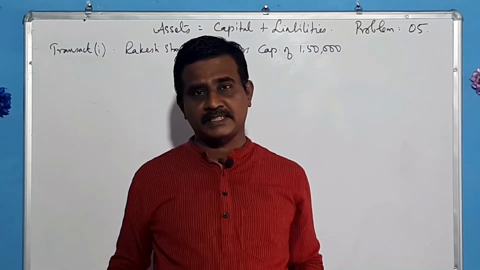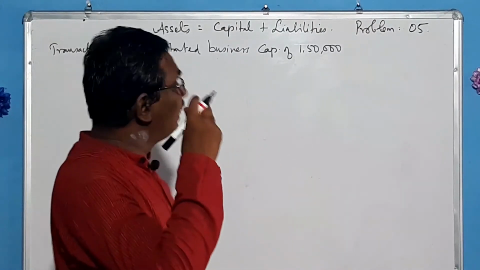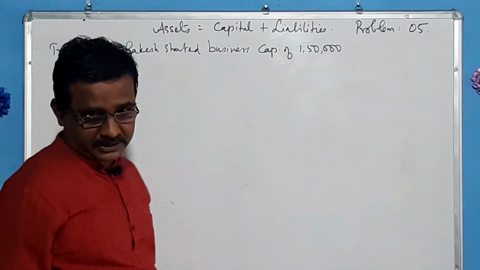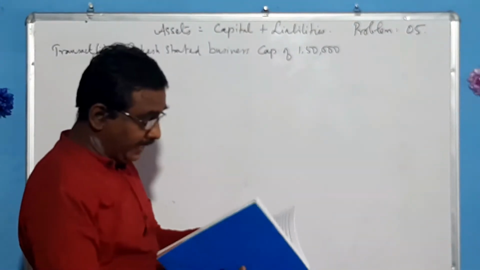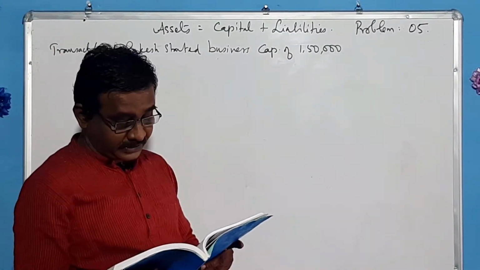Shall we go to the next sum? Problem number 5. And I have written the equation, the accounting equation: assets is equal to capital plus liabilities. Remember, this will not carry any marks. And first one, create an accounting equation on the basis of the following transactions.